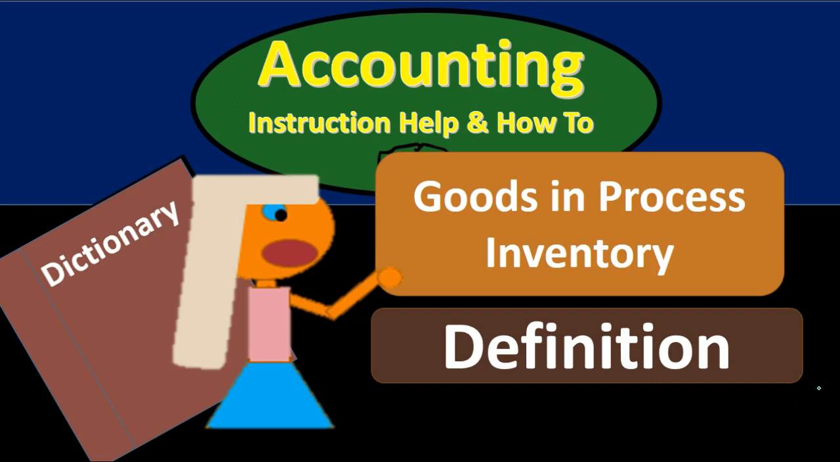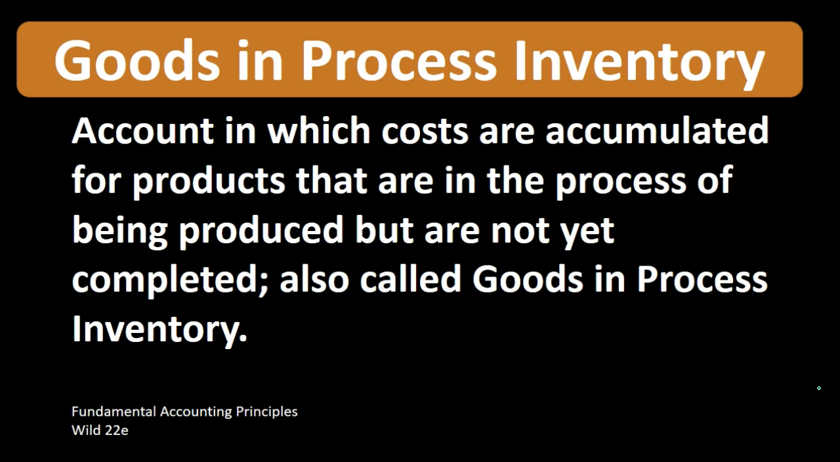Hello, in this lecture we will define goods in process inventory. According to Fundamental Accounting Principles, Wild 22nd edition, the definition of goods in process inventory is account in which costs are accumulated for products that are in the process of being produced but are not yet completed.